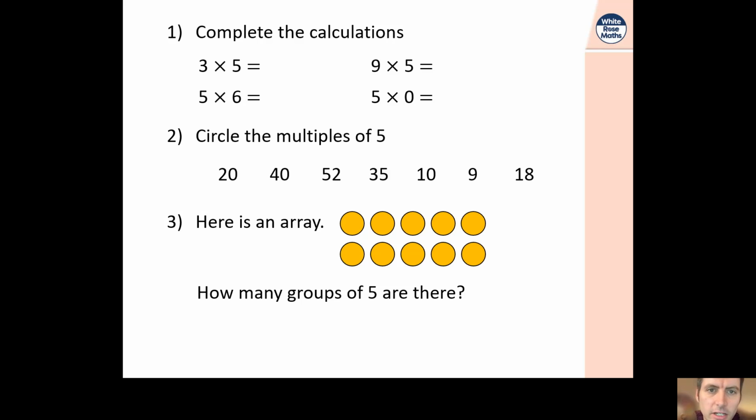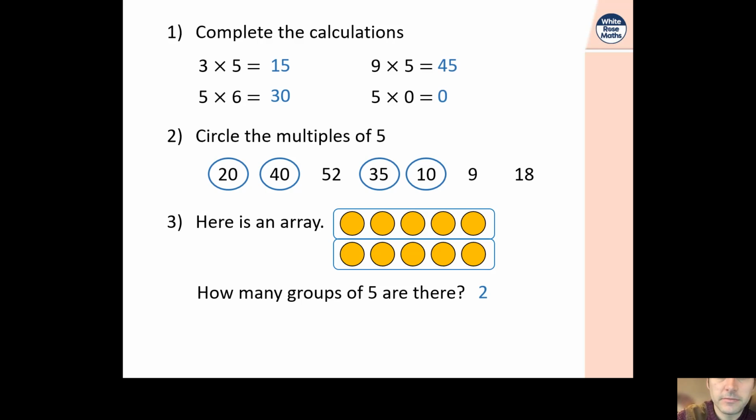Okay, having a look now. For number 1, we're going to go through the answers for our 4 questions. 15 is equivalent to 3 multiplied by 5. 9 lots of 5 are 45. 5 times 6 is 30. 5 multiplied by 0 is 0. Whenever we see 0 as one of our factors, our product, our answer, will always be 0.